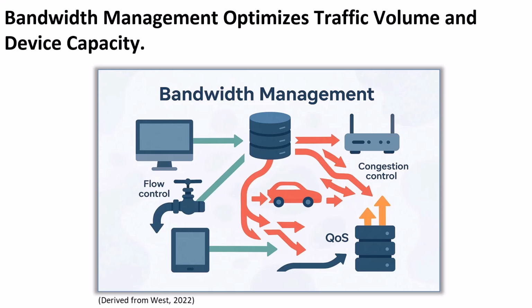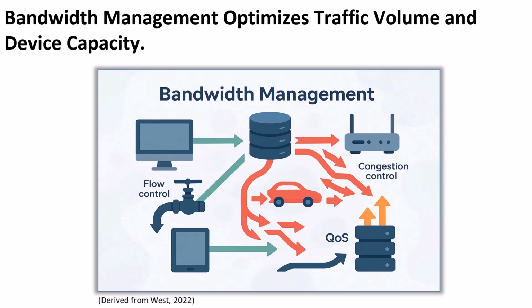Bandwidth management optimizes traffic volume and device capacity. It's all about keeping traffic flowing without overwhelming the network. Since not all devices have the same capacity, we use tools to balance the load. Flow control keeps data moving at a rate devices can handle. Congestion control helps the network adapt when it's busy. And quality of service makes sure critical traffic, like voice and video, gets priority even during peak usage.